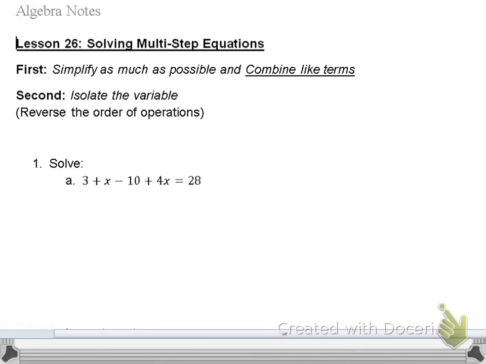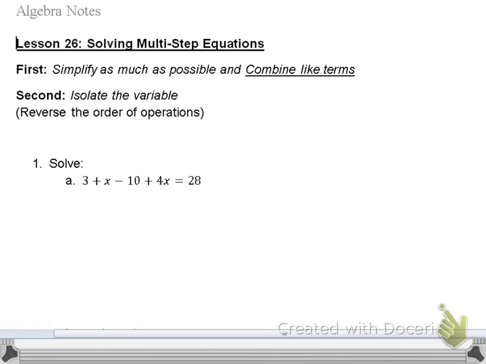This is Lesson 26, Solving Multi-Step Equations for Mrs. Boyle's math class. I have a couple of reminders at the top of your notes. The first thing is when you are solving multi-step equations, you want to simplify as much as possible, which means get rid of any inclusion symbols by distributing or solving what's inside the symbols. And then after that, you combine like terms. And then second, you want to isolate the variable, like we've talked about before, using reverse order of operations.